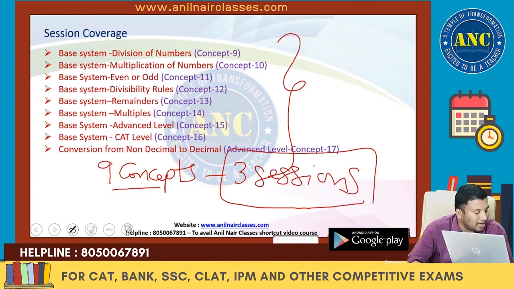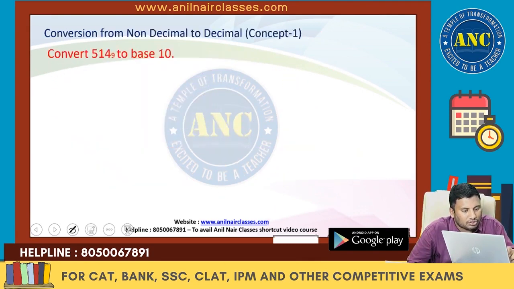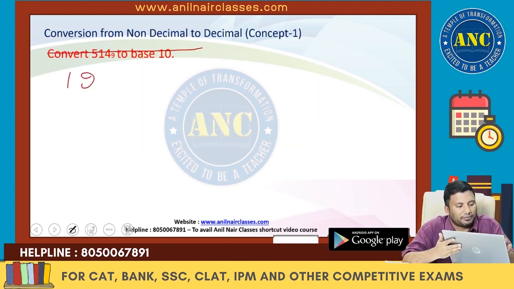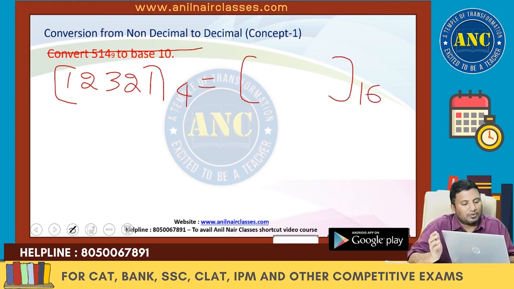Now, Ananya asked a doubt. What is the doubt? Let us see. Ananya is my old student, so I will create a question for her. Ananya, for you: 1 2 3 2 1 in base system 4, converting into base system 16.